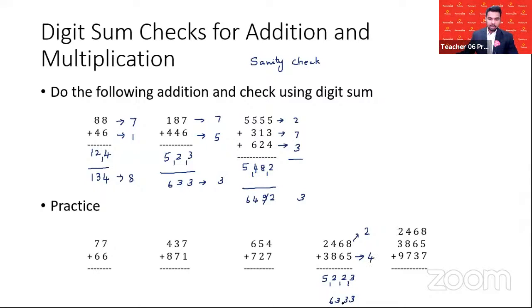Now here in the answer, you have a lot to cast out. So you can cast out 3 and 6. And finally, you will get a digit sum equal to 6. So I hope you have understood the sanity check rules using digit sum for addition. Let us go ahead.